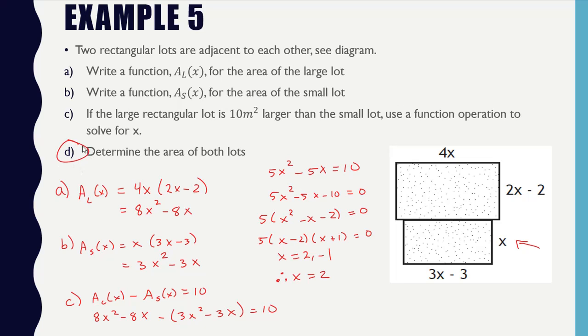All right, finally, D. Determine the area of both lots. Okay, well, here we have 4x times 2x minus 2. So it's going to be 4 times 2 times 2 times 2 minus 2. So we're going to end up with 8 times 2, which is 16 meters squared. And then here we're going to have 2 times 3 times 2 minus 3. So we end up with 3 times 2 times 3, which is 6 meters squared. Now originally we were told this is 10 meters larger, and yes, that does hold in this case.